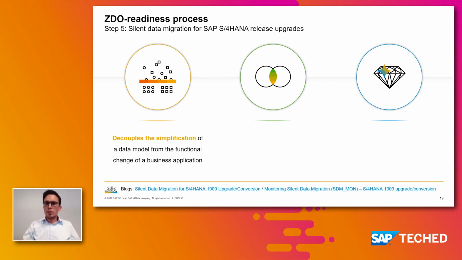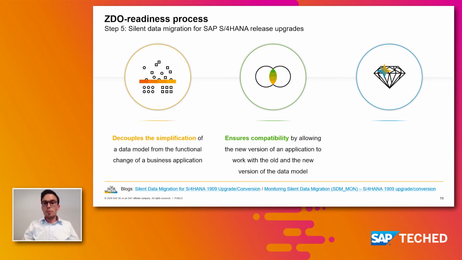Basically, it's a kind of an XPRA program. We'd like to convert and migrate certain records in particular tables. If we would do this with an XPRA program, that would not be ZDO compliant. So the SDM, the silent data migration, is a vehicle to convert the data post the upgrade. That decouples the functional change from the data model change, because the data model has already been changed in the SUM tool. However, the functional change is done in the uptime when the silent data migration class runs.